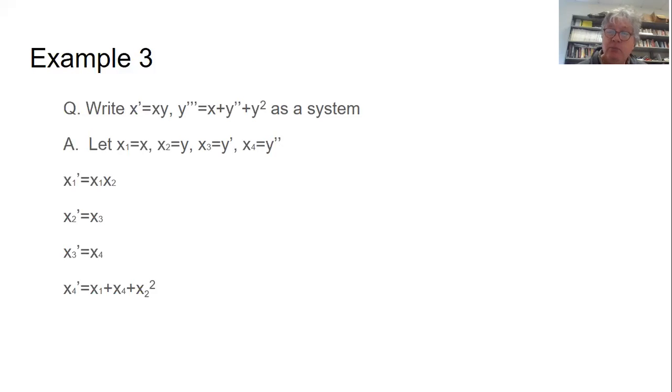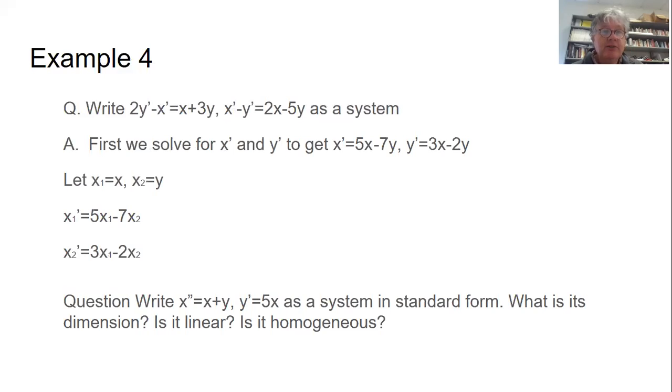Sometimes you need to do even more work. So for example, here, if you look at it closely, we've got 2 dependent variables, and it's not in standard form. So we want to write it as a system. This is going to be a 2-dimensional problem. It's a 2-dimensional system. It's going to be linear, right? We see that all the terms are linear, and it's going to be homogeneous.